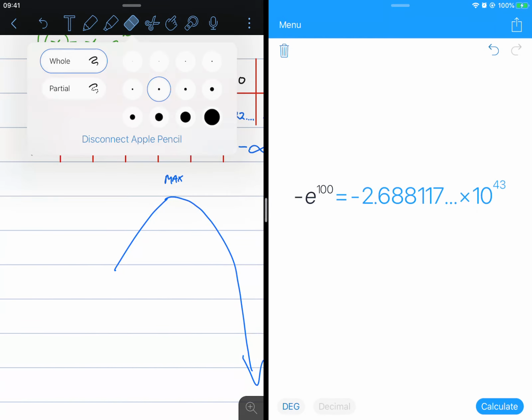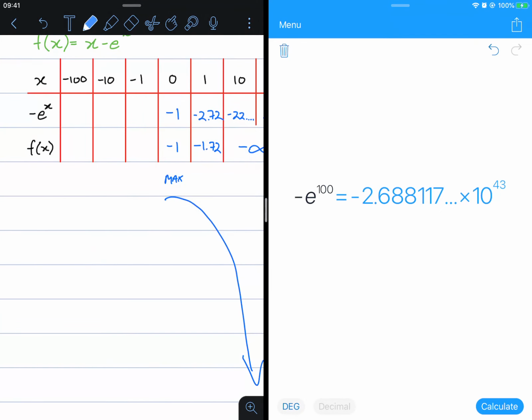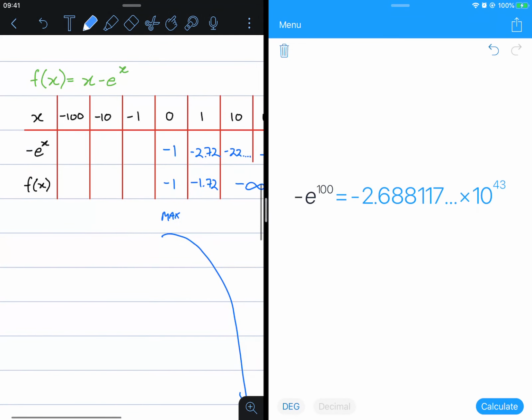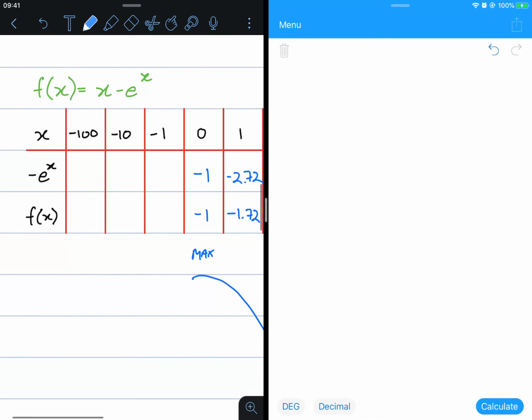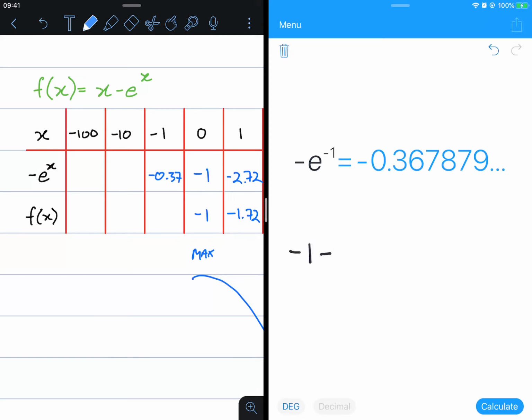Let's now do the same on the negative x values. Let's take a look. Let's do negative e to the power of -1. That's negative 0.37. So -1 minus 0.37. Well, that's negative 1.37.